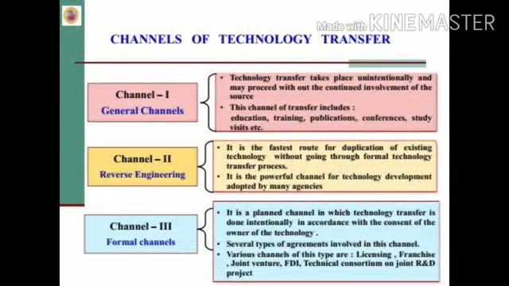Now let us see what the different channels of technology transfer are. There are basically 3 channels of technology transfer. Channel 1 we usually call general channels. The technology transfer takes place unintentionally and may proceed without the continued involvement of the source. This channel of transfer includes education, training, publications, conferences, study visits, etc. In all these channels, there is no involvement of the source.